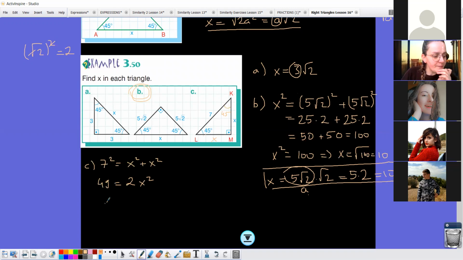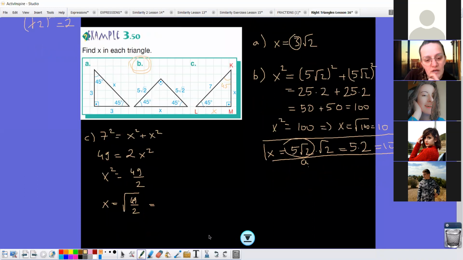Then x squared will be 49 over 2. Then x will be root of 49 over 2. 24.5, teacher. So, for example, if you cannot use the calculator, how will you continue here? We know that root of 49 over root of 2, we can write like this: root of 49 will be 7, over root of 2. Can we leave it like this, a radical expression in the denominator?